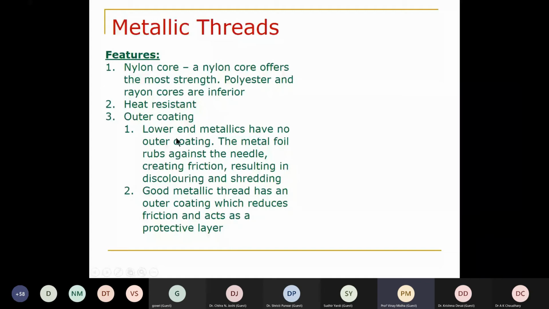Because of that, with these particular sewing threads, the metal foil may rub against the needle when it passes through the eye of the needle, and because of that, shedding of the metallic part will take place. So discoloration and shredding of these sewing threads can take place. But good metallic threads will have a surface coating after the metal part, which reduces the friction, and also acts as a protective layer when passing through the needle eye.